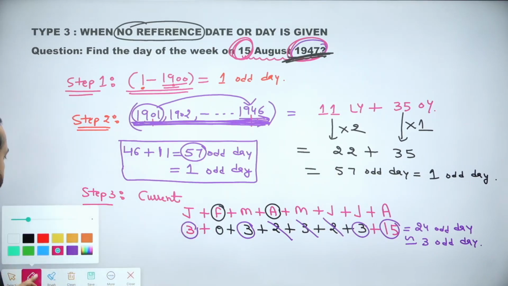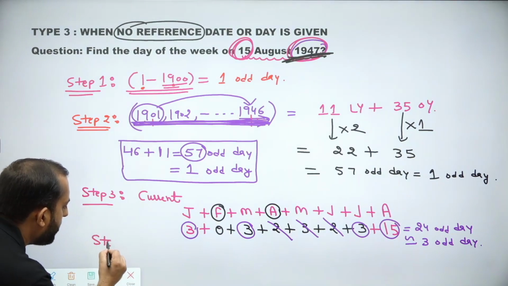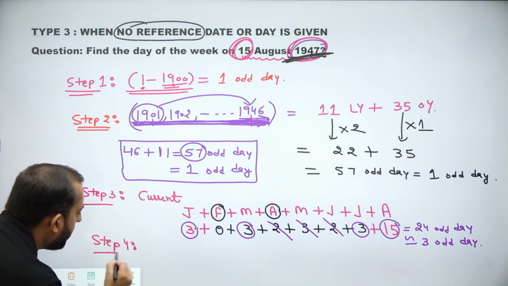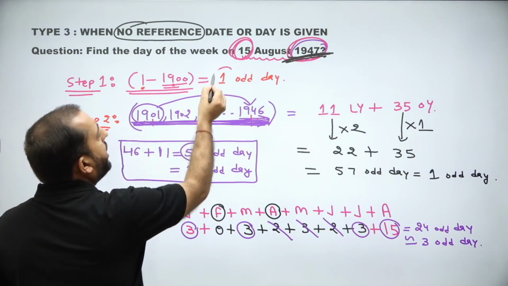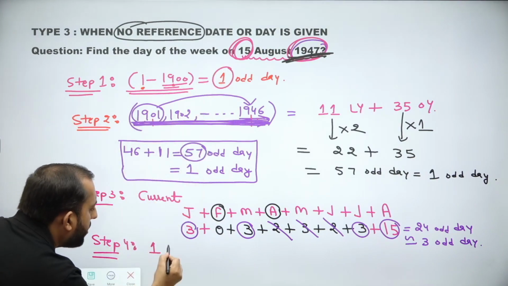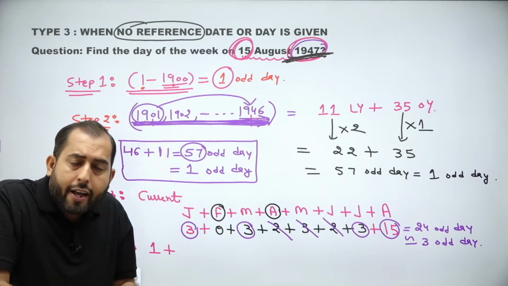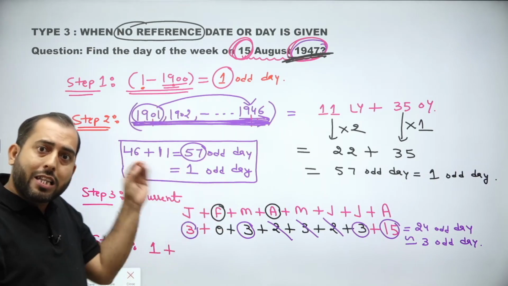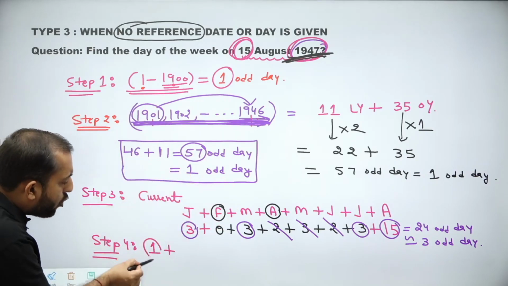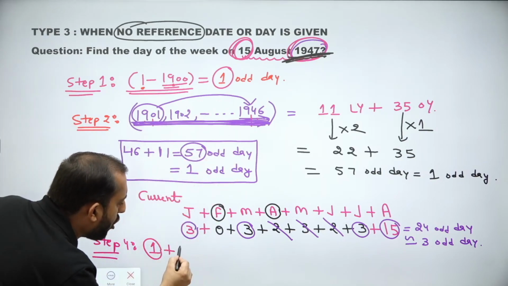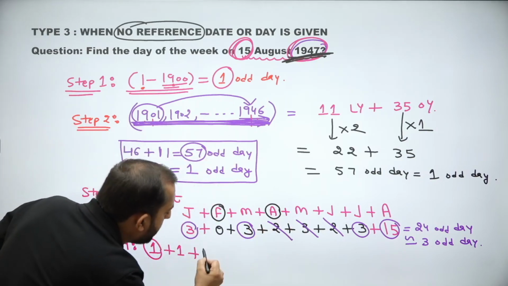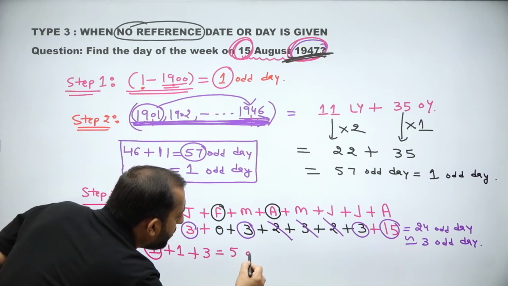Now step number 4. In step number 4, we will add all the odd days from step number 1 through step number 3. In step number 1, we got 1 odd day. In step number 2, we got 1 more odd day. And in the final step, we got 3. Hence, 5 odd days are there.